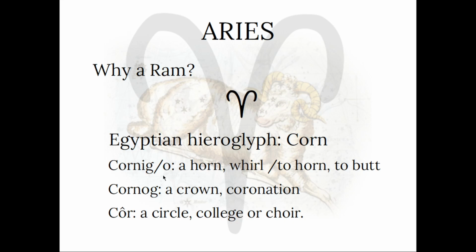And we have Corneo is to horn or to butt, which is a starting point, an onset we've already seen. Cornog is a crown and a coronation, and in this respect it represents a start point of the sun's progress. And a corps is a circle, but also a college or a choir, perhaps arranged in a circle, creating an impression or something for people to observe or listen to or gain information from.